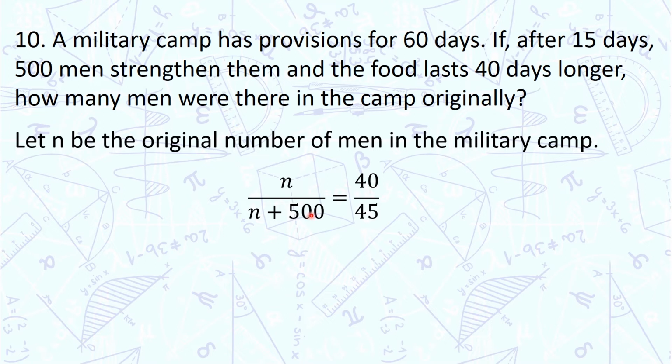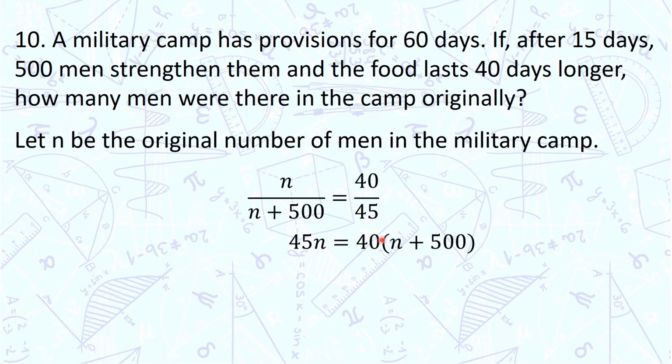Next, after 500 men strengthen the military, the provision lasted only for 40 days. And then we have 45 because out of 60 days, 15 days have already passed. So the remaining provisions will be good for the original number of men for only 45 days.